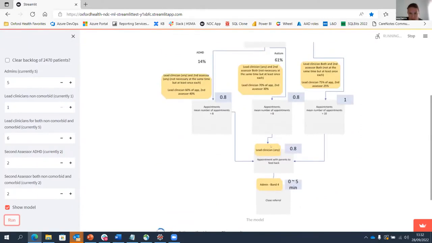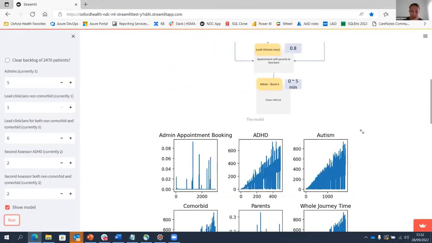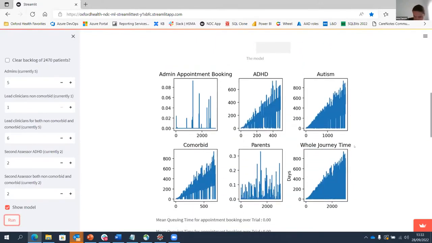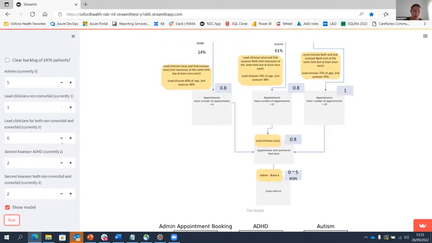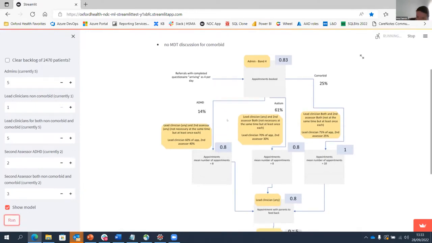Sorry, that takes a bit of time to run. Not too bad. So you can see that this didn't actually produce much change. So this wasn't really my bottleneck here. I'm going to go back here. The other common thing here was that the second assessor, both, they're delivering both appointments for autism and comorbid. So if I increase second assessor both to 3 and run the model and see what happens then.